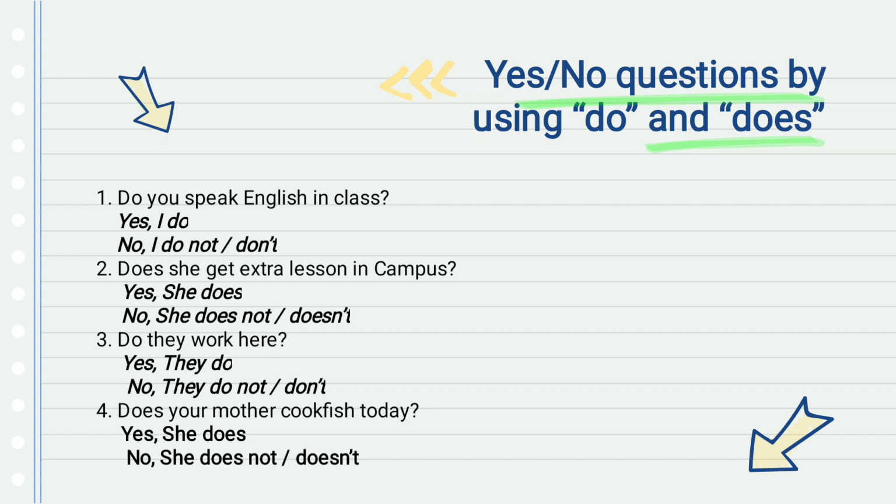So from those questions, all the answers are short answers. Jadi semuanya menggunakan jawaban pendek penggunaan yes sama no. So when the question uses does, the answer uses does. When the question uses do, the answer uses do too. But based on the subject as here.